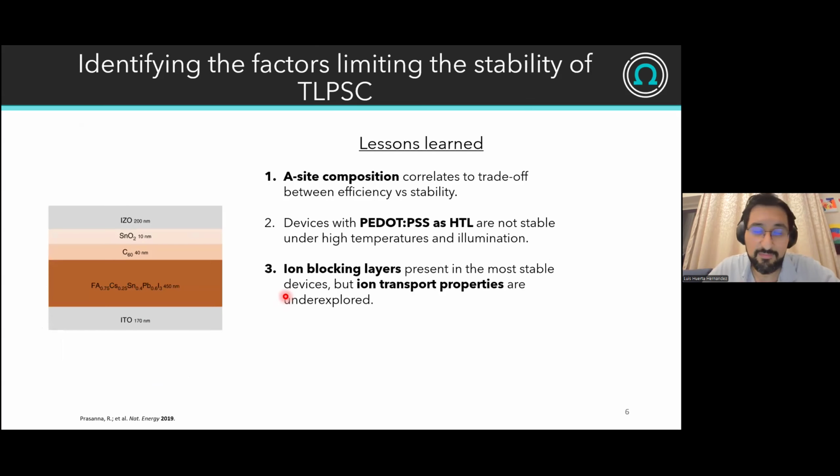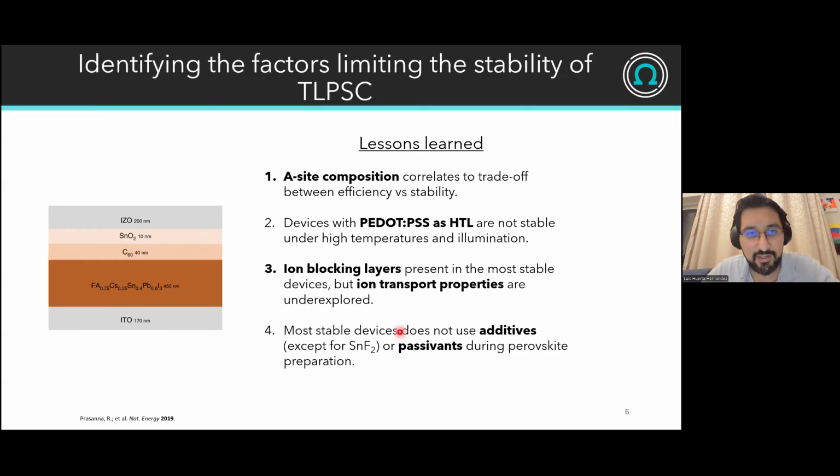Another lesson learned is that the most stable device of tin-based perovskite solar cells so far, which was reported back in 2019, used so-called ion blocking layers, or materials that are more resistant to iodide corrosion. What they did is they removed the BCP and used tin oxide, which is fairly common practice now. And instead of using the typical metal contact, silver or copper, they sputtered it. So even though they had these ion blocking layers back then, not many people were looking into the ion transport properties of tin perovskites. So it was really an overlooked aspect.